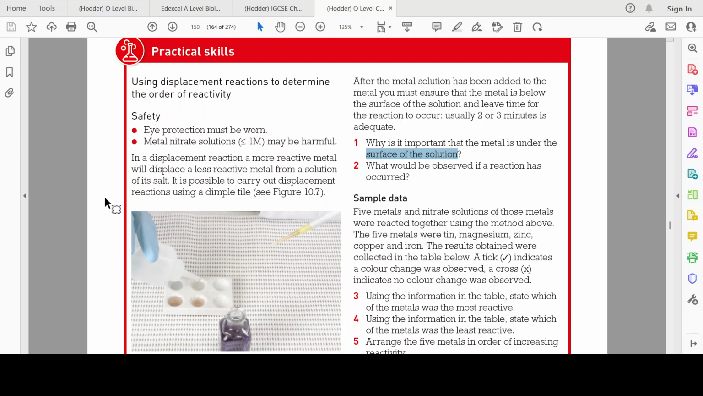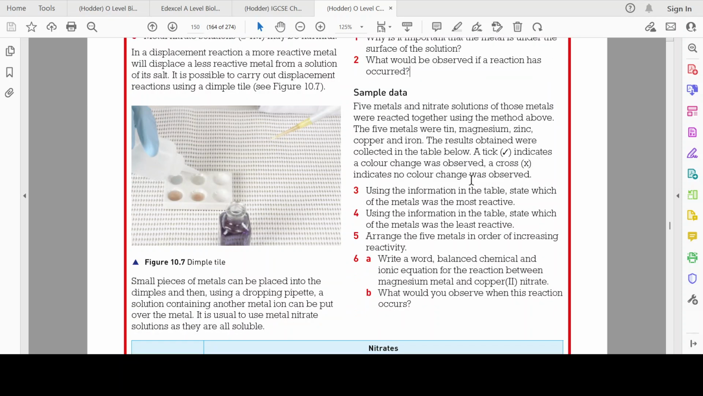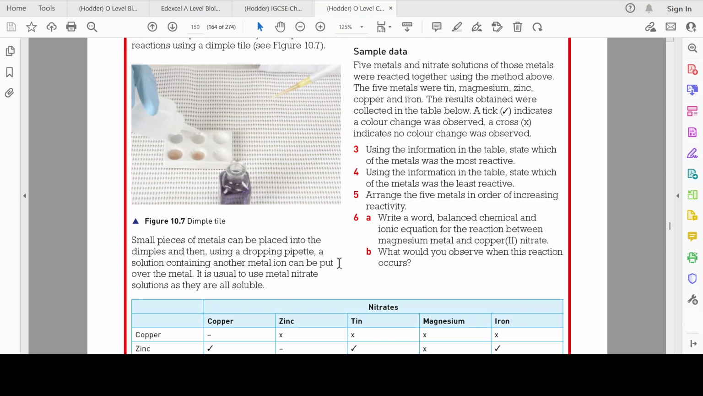No. Gaurav, any idea? No. Well, so that it reacts completely and only with the metal nitrate, and doesn't start reacting with air or moisture. Okay. What would be observed if a reaction has occurred? How would we know if a displacement reaction has occurred? It will change its color. Exactly, right? So we just talked about that.